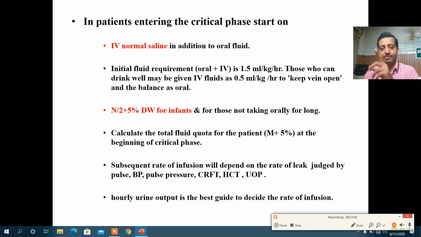इस 2600 ml में oral भी included है, IV भी included है. So you have to keep a separate record for oral plus IV. दोनों मिला के देखने हैं, it should not be exceeding this limit.